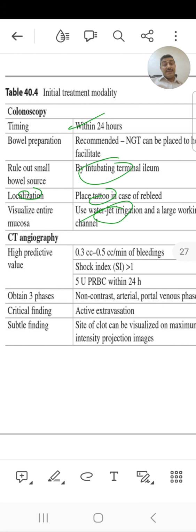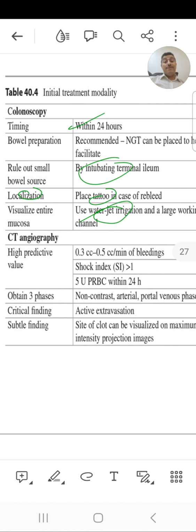In comparison to the CT angiography, as I said to you previously, it's used in hemodynamically unstable patients, in more massive bleeding. It also needs the bleeding to be between 0.3 to 0.5 cc per minute to be detected. Less than that cannot be detected. Above that, the specificity and sensitivity will be decreased.